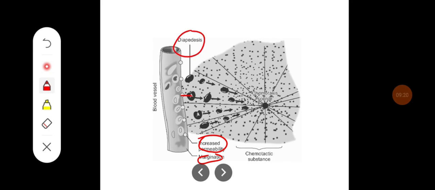Then some of the chemotactic substances produced by the bacteria cause the attraction of the neutrophils. The process is called chemotaxis. So then these neutrophils are going to phagocytose the bacteria with the help of opsonization.